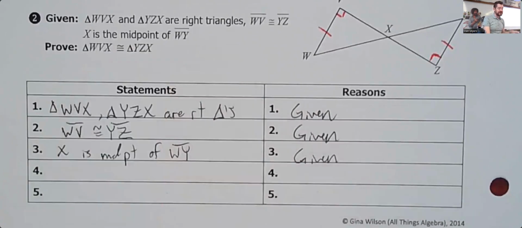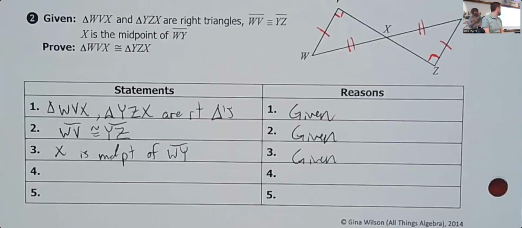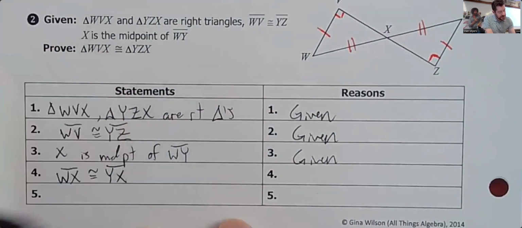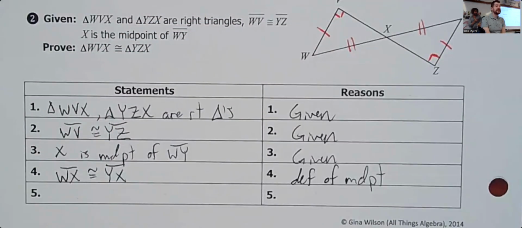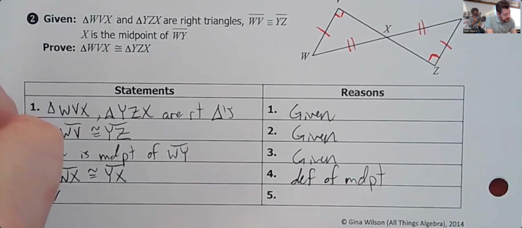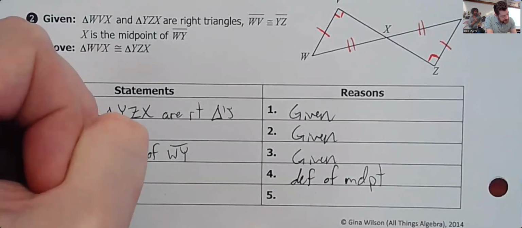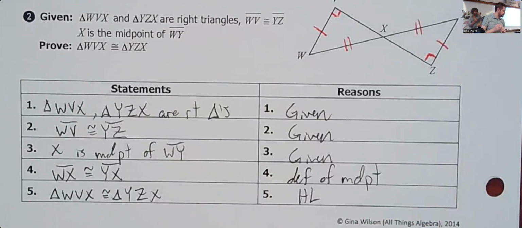Because X is the midpoint of WY, when you have a midpoint, you end up with congruent segments. So X is the middle point between W and Y, which means those two segments are congruent. So that would be WX is congruent to YX. And that would be our definition of midpoint. Those are the hypotenuses. We already had a pair of congruent legs. Therefore, the triangles are congruent. Triangle WVX is congruent to triangle YZX because of HL. And that's it.